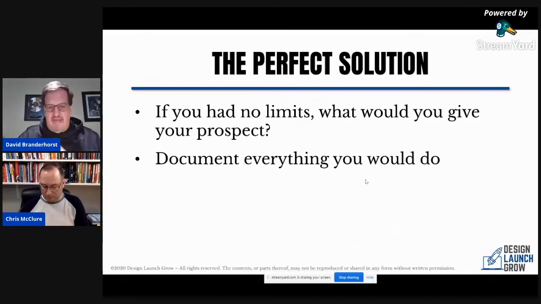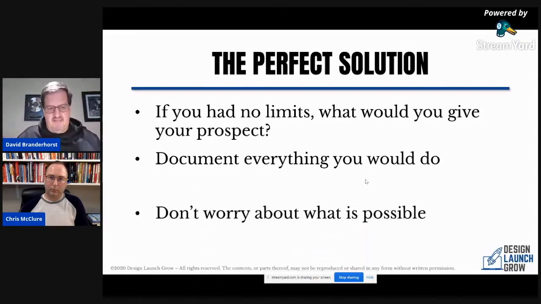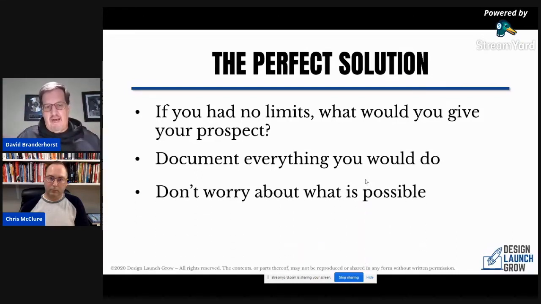And then document everything that you thought of through that process. It would be this, it would be this, it would be this, it would be this. These are all the things that I would include in my offer. These are all the things that I would put in, because these are the things that you need to ultimately guarantee success in this area. And don't worry about what's possible at this point. Just think about, what does the ideal solution look like?